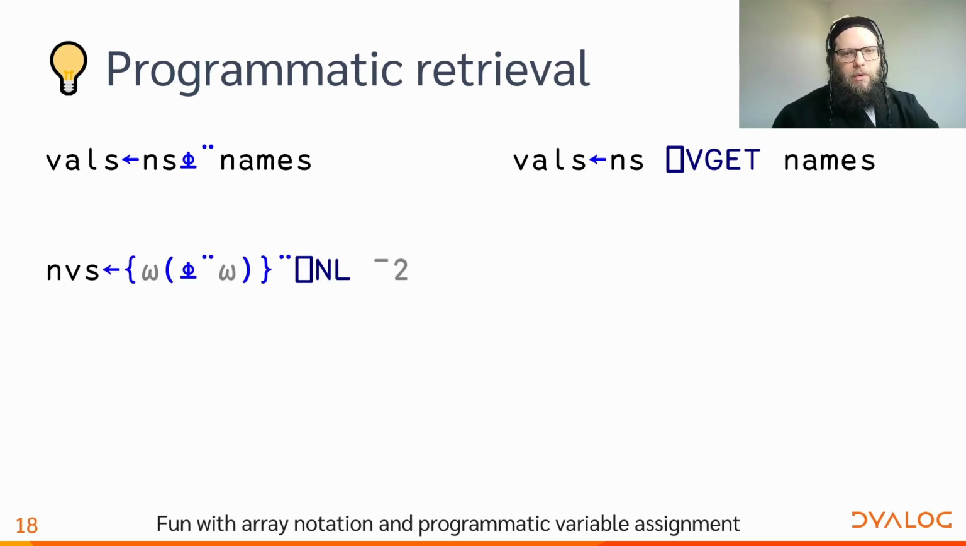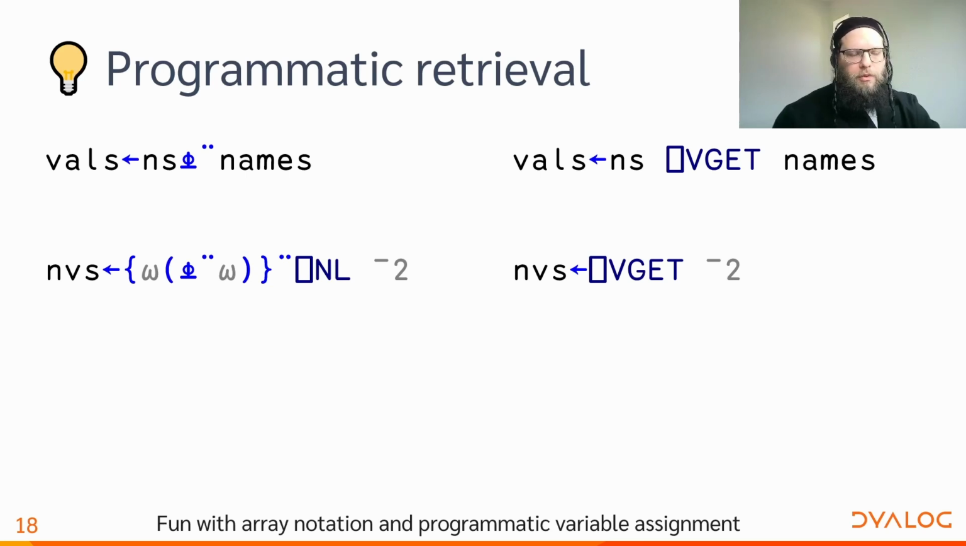Sometimes you want all the names from a certain namespace, and you have to jump through hoops to do that currently. We get a list of names, and then for each name we expand it to be the name and its value. So this gives us name value pairs. And we can just do this directly with quad VGet. So negative 2 indicates that we want the nested result, the name value pairs.